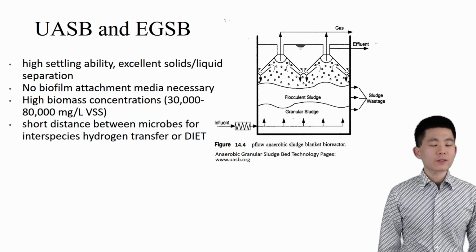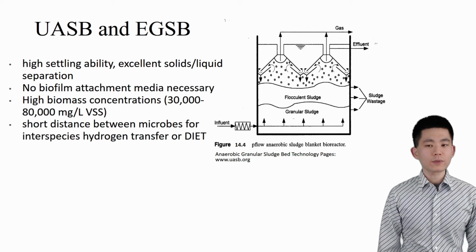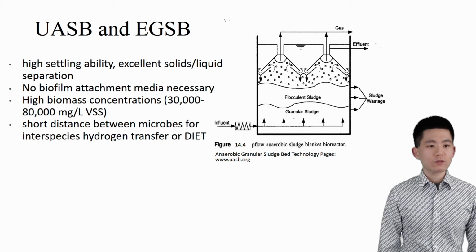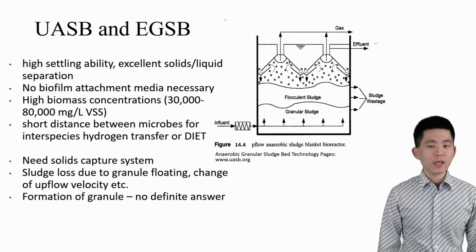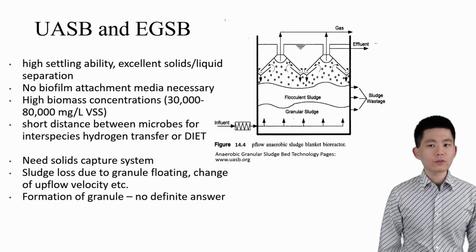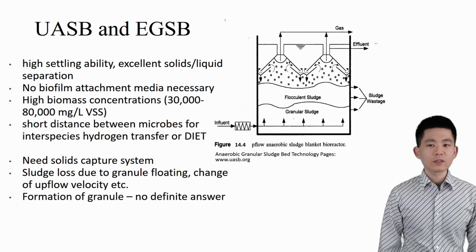In a dense biomass, the short distance between microbes is beneficial for syntrophic relationships. Interspecies hydrogen transfer and direct interspecies electron transfer provide shortcuts for substrate mass transfer and more rapid reaction rate. But a solid capture system is needed to retain the sludge granules lost during granule floating or change of upflow velocity. Moreover, although extensive studies have been conducted to delineate the formation of granules, there is still no definitive answer.